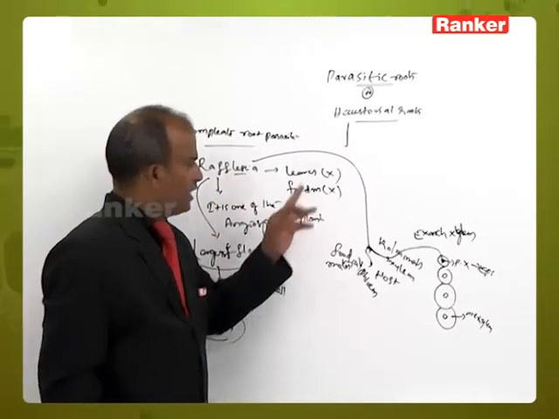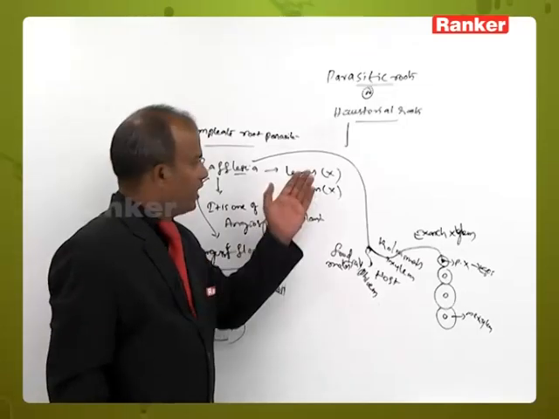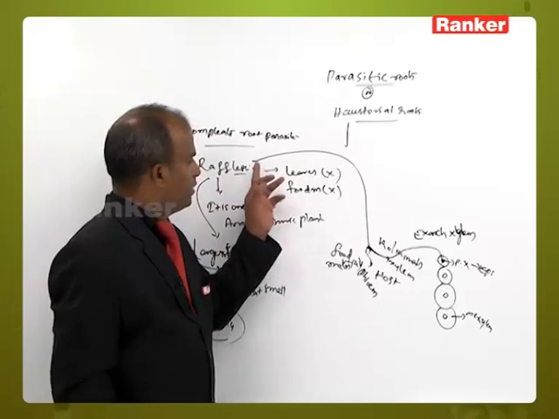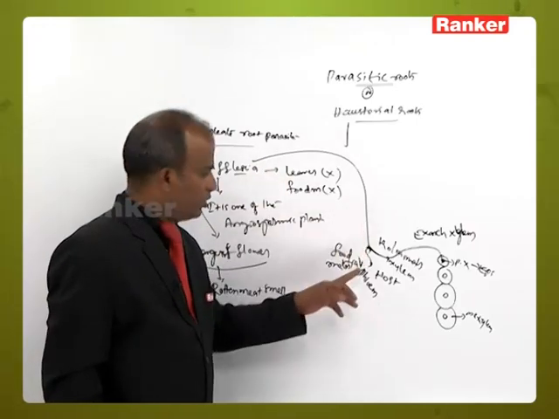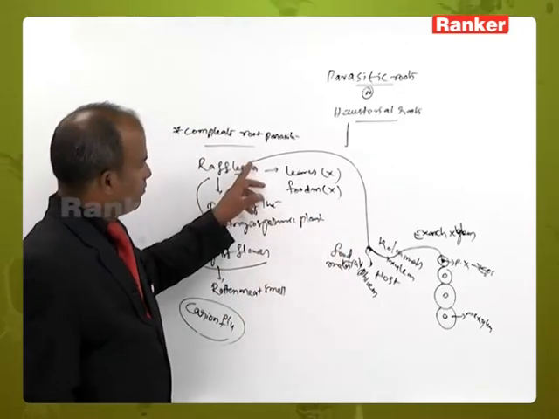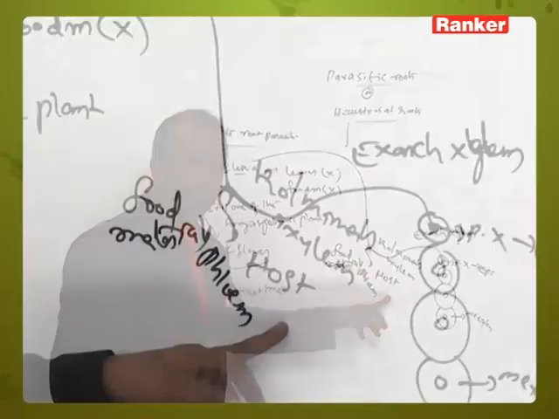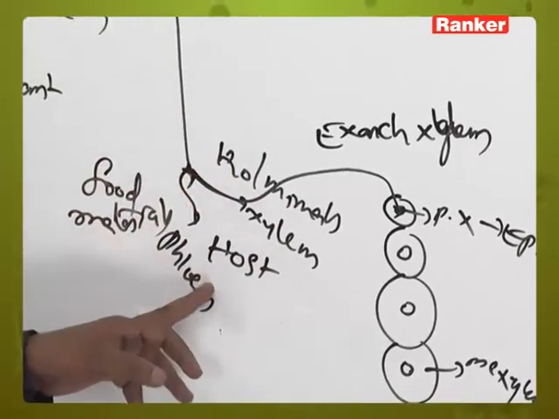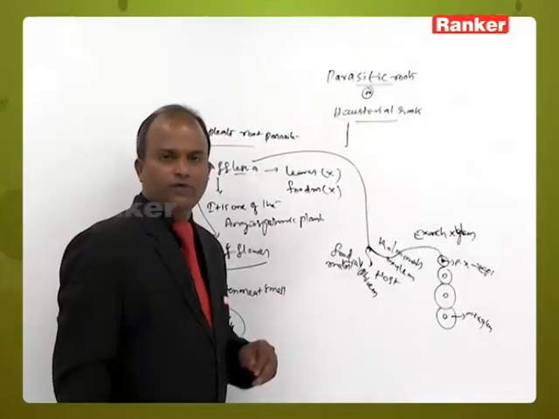Here the Rafflesia does not show leaves, so it cannot prepare its food materials. So it depends upon the host, not only for food materials but also for water and minerals. That means haustorial roots penetrate into the xylem in order to absorb water and minerals, and into the phloem in order to absorb food materials.